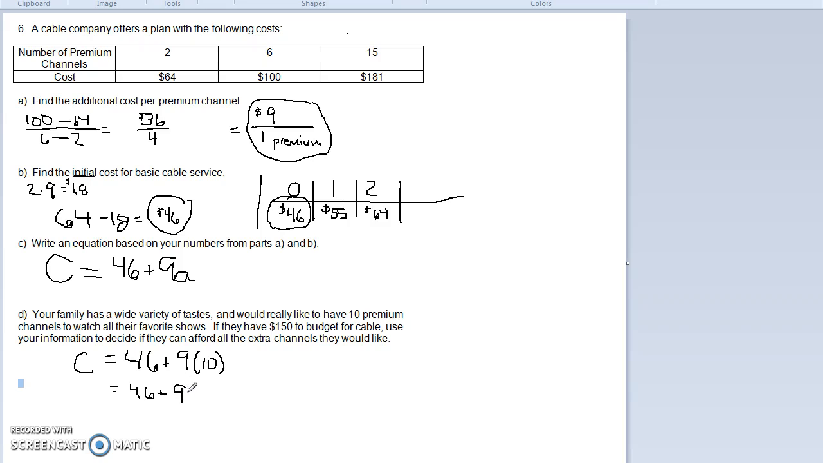And so yes, we have enough, because that would only cost $136. And so if they have $150 to budget for that, then they can definitely get 10 channels. In fact, they could have gotten one more channel. They could have gotten 11 channels, because 11 channels would have cost $9 more. So 11 channels would have resulted in $145. Now, it doesn't ask that. The only requirement on this problem is that you say whether or not they can afford 10 channels, but in reality they could afford 11 channels.